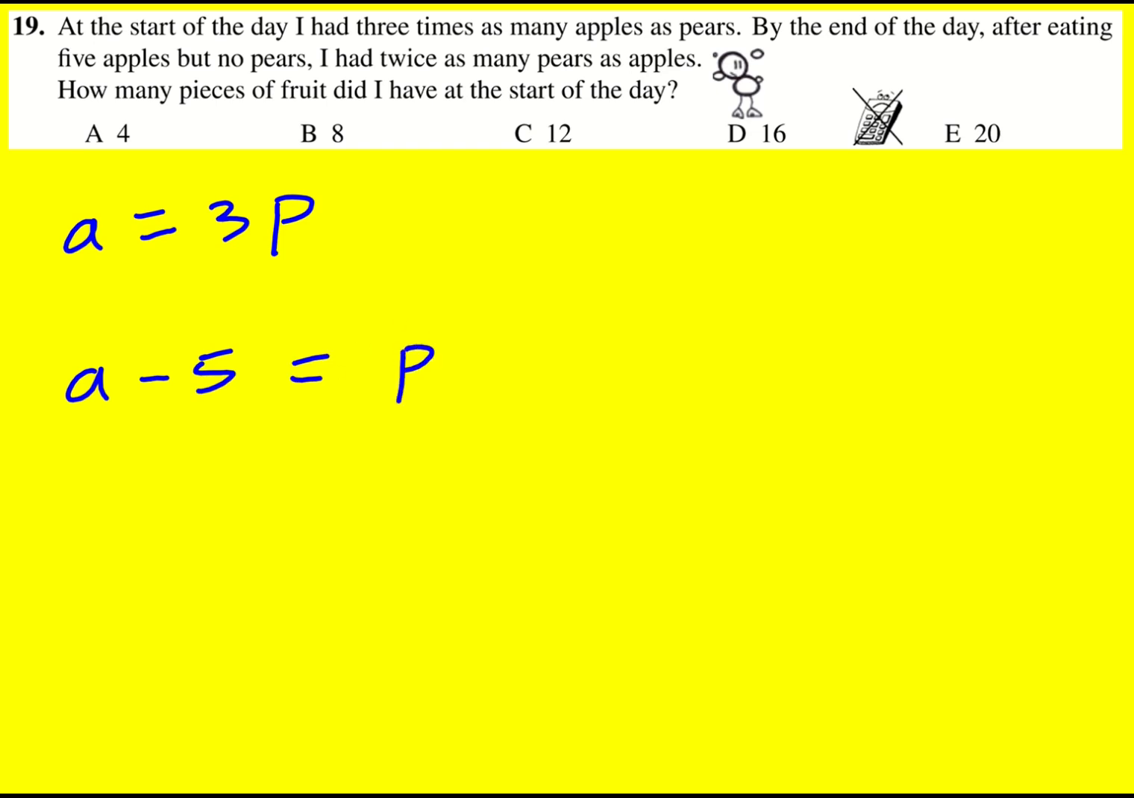Twice as many pears as apples. So actually, that means I need to times this by 2. Okay, let's just backtrack and check that's okay. So at the start of the day, I had 3 times as many apples as pears. If I had 2 pears, I'd have 6 apples.